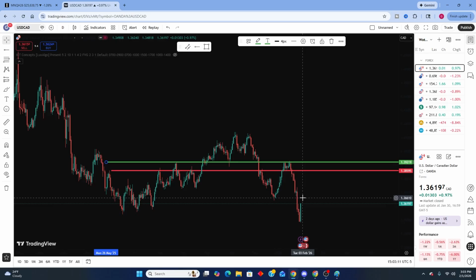Levels and zones, not exact lines. Think areas, not perfect prices. You feel me?